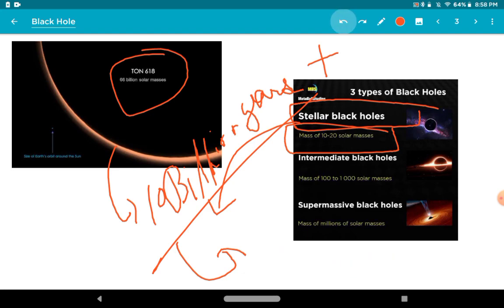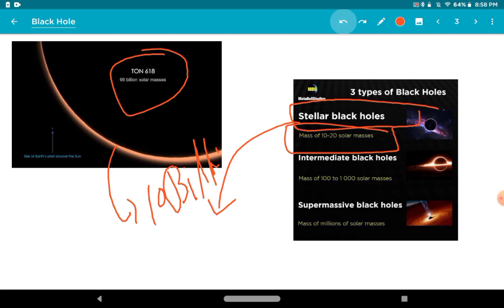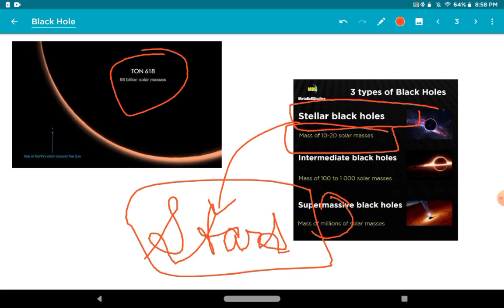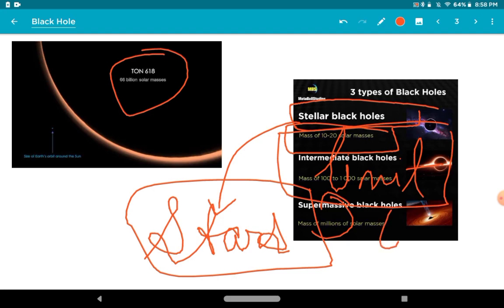So let me tell you a fact, but in stellar black holes there is a limit. Why there is a limit, you may ask. So the stars which make the stellar black holes, they themselves have a limit, which is called the Eddington limit. And the stars that are forming also have a limit. Why is there a limit?